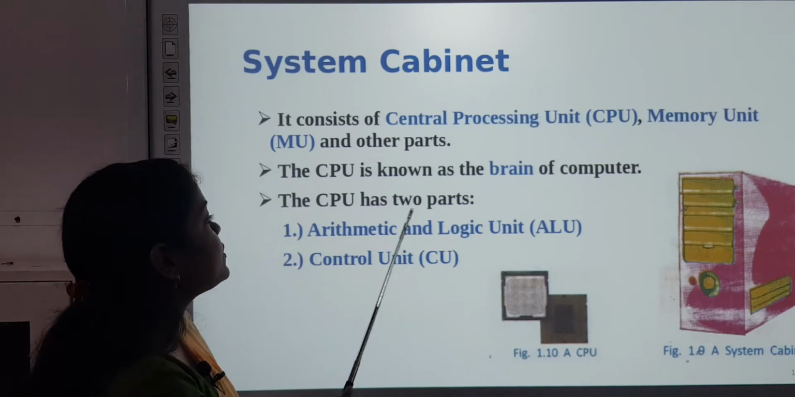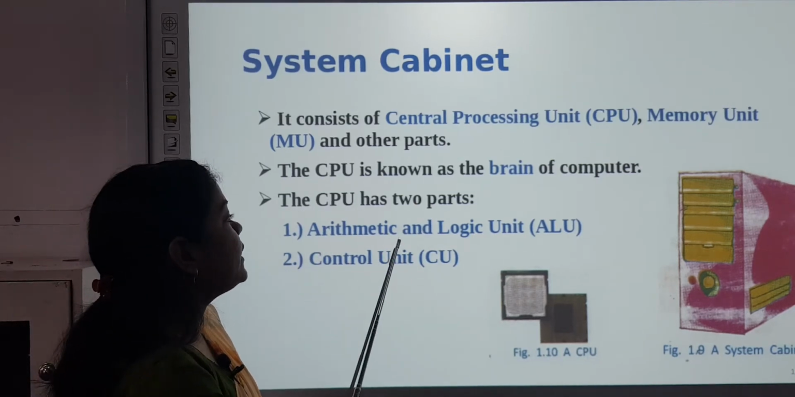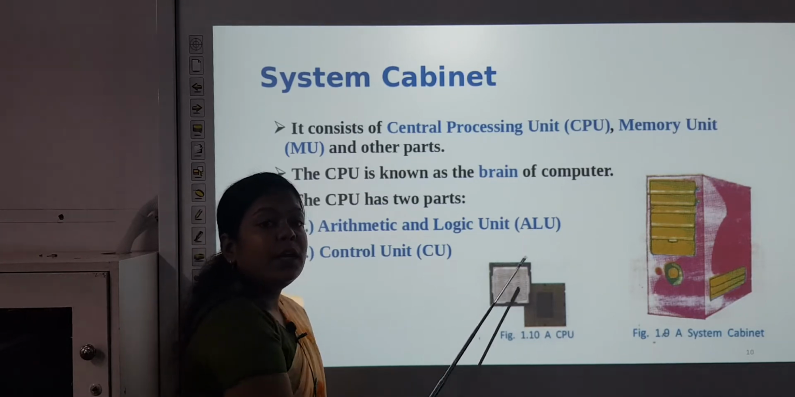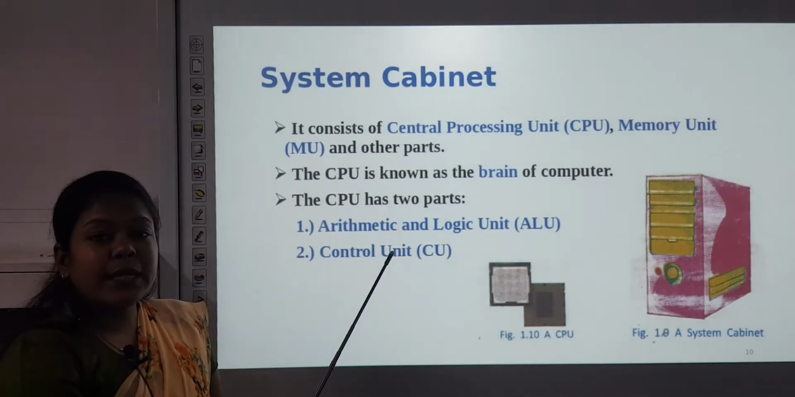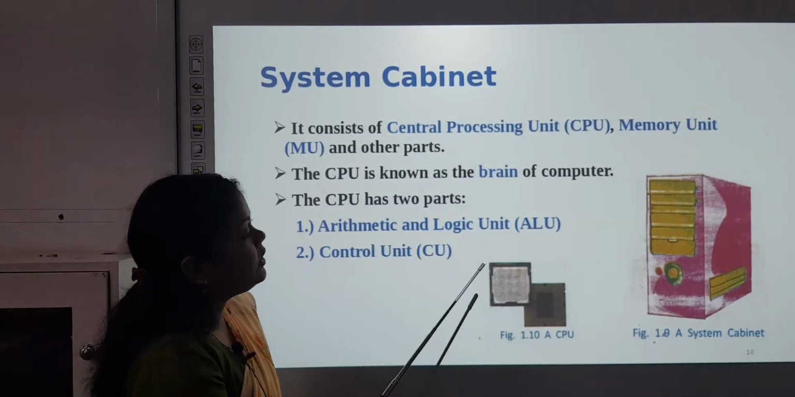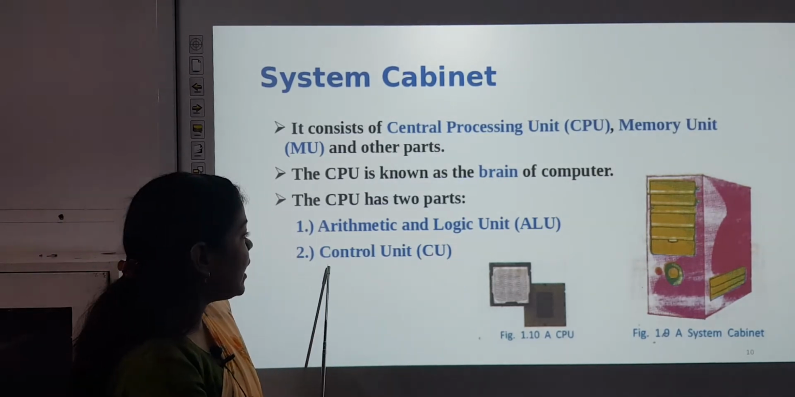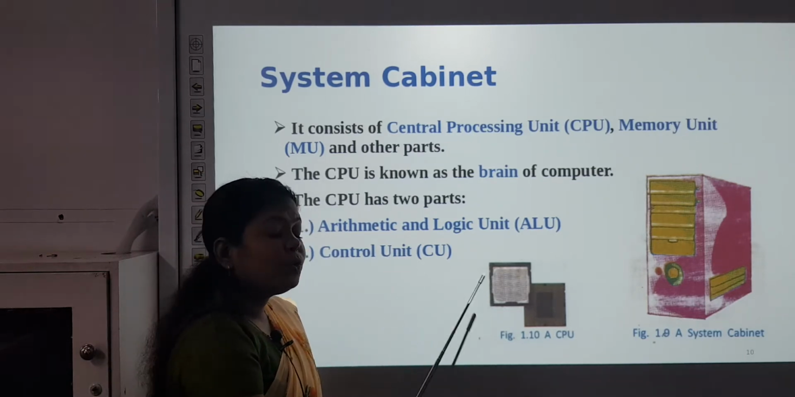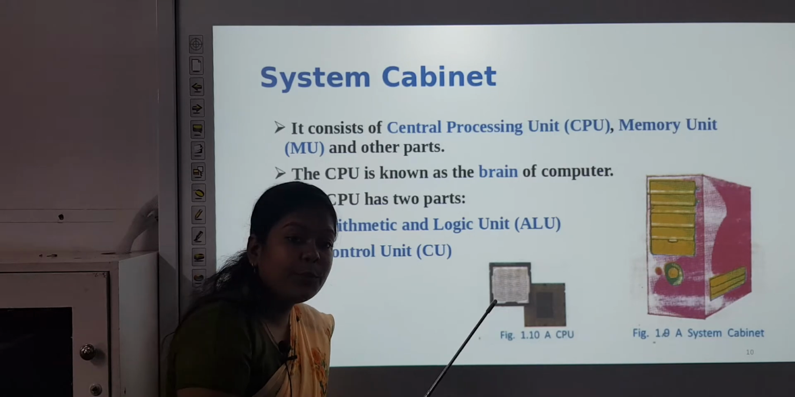The CPU has 2 parts, the arithmetic and logic unit, that stands for ALU. It performs all the arithmetic like addition, subtraction, multiplication and logical operations. Next we have control unit, that stands for CU. It controls all the functions of the computer.